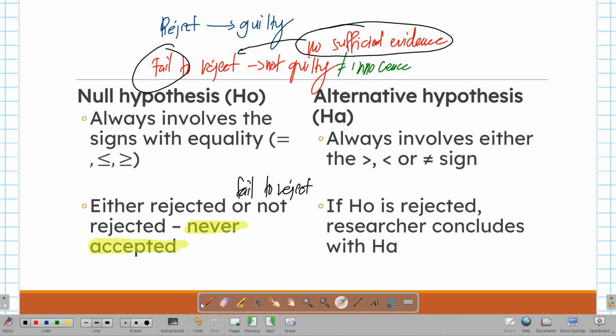And if HO is rejected, then we don't have a choice but to conclude with HA. If HO is not rejected, then we conclude with HO. Take note, we conclude, we don't say we accept. We only conclude that based on this piece of evidence, we either reject or we fail to reject the null hypothesis about the population based on sample data. Now, one important thing about the alternative hypothesis is that this would tell us the direction of the hypothesis, which is important in the steps that we follow.